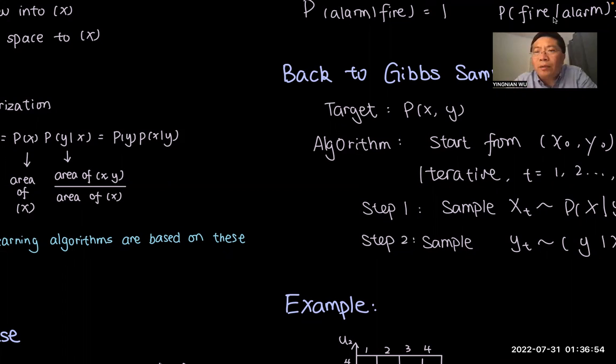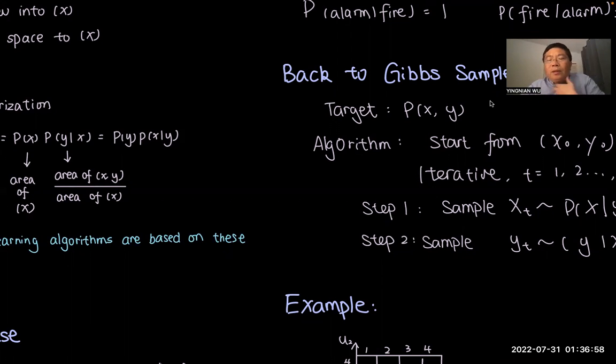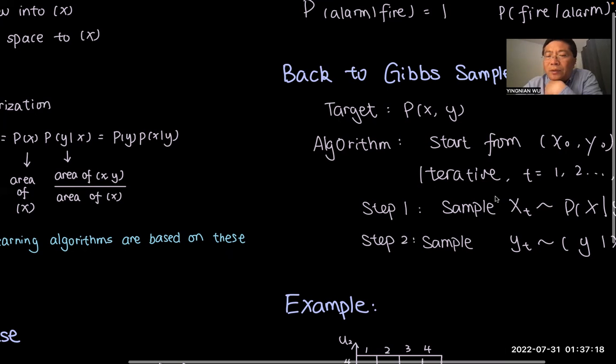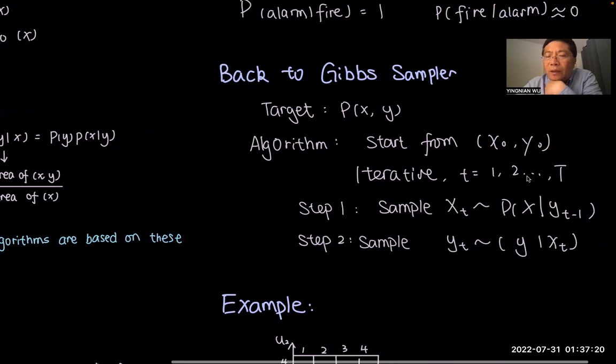Okay, so now we are ready to come back to the Gibbs sampler. Suppose we want to sample from Pxy. So we generate (X, Y) from Pxy. The algorithm according to the Gibbs sampler is: you start from x0, y0, for example, x equals 1, y equals 1. That will be your x0, y0. And then you iterate for t from 1 up to capital T.